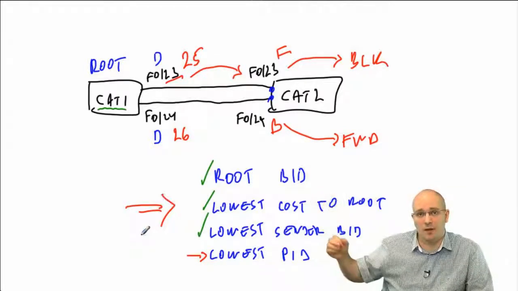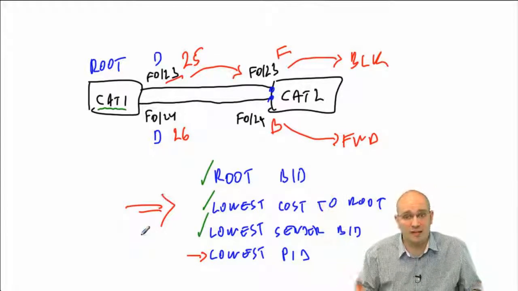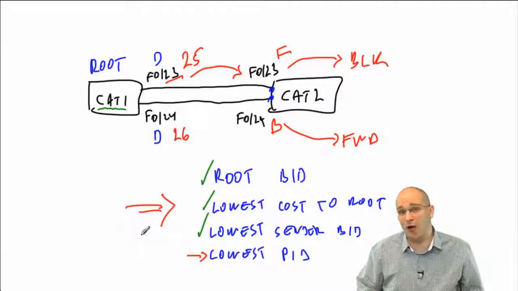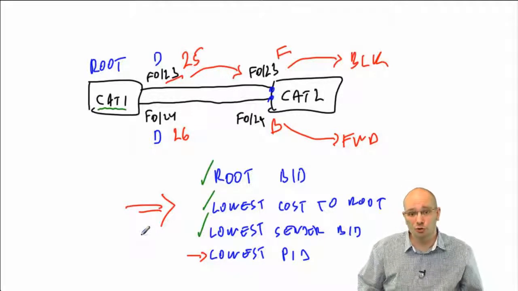I cannot. I cannot change the root bridge ID. If I change it, the topology will change. And nevertheless, in my network, I only have 2 switches. So the only solution for this problem would be to make Cat2 a root. So I'm not going to do that.